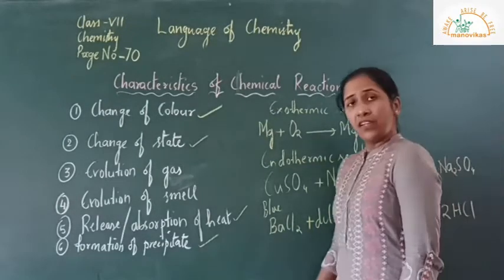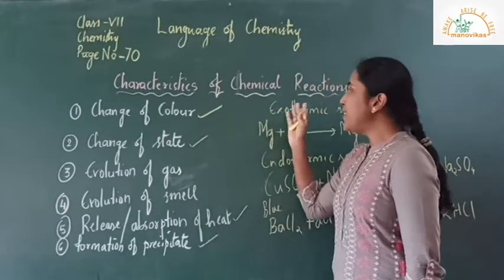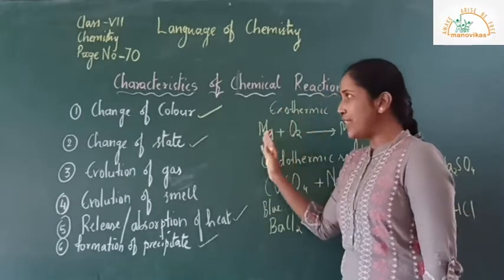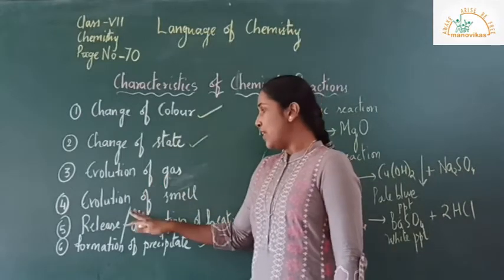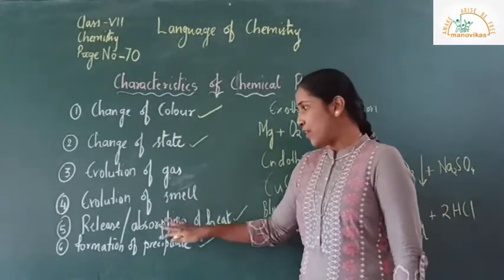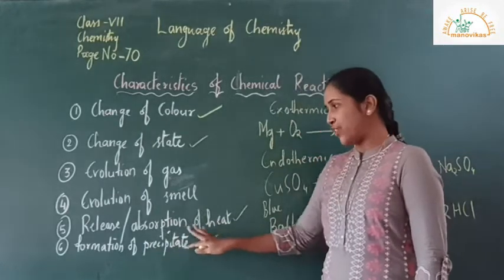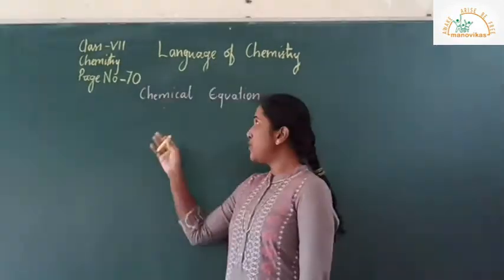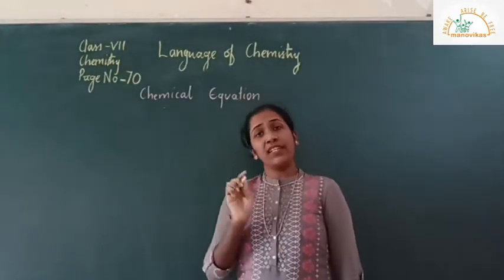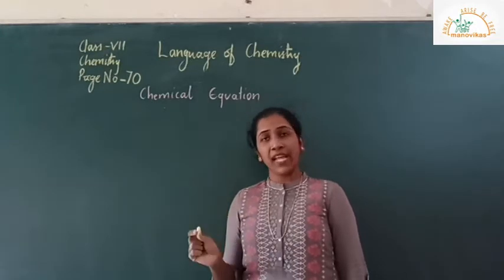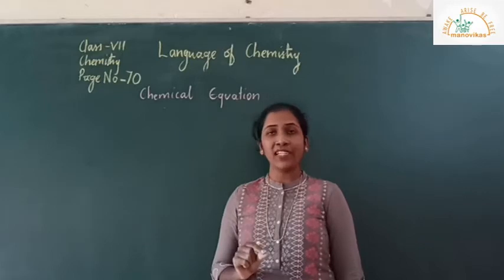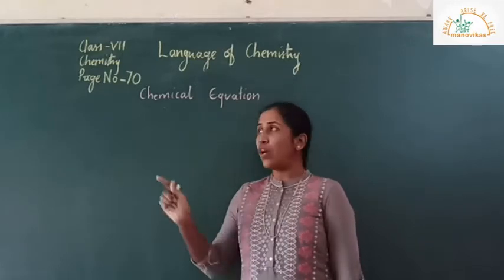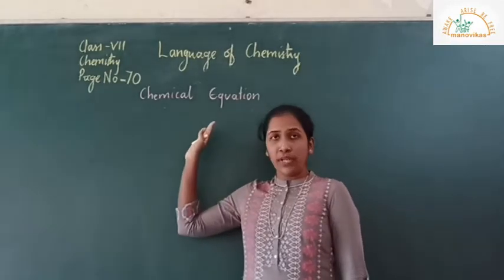So in this we have studied the characteristics of chemical reactions: change of color, change of shape, evolution of gas, evolution of smell, release or absorption of energy, and the formation of a precipitate. To study chemical equations, the representation of a chemical reaction using symbols and formulas of the reactants and the products, we call it a chemical equation.